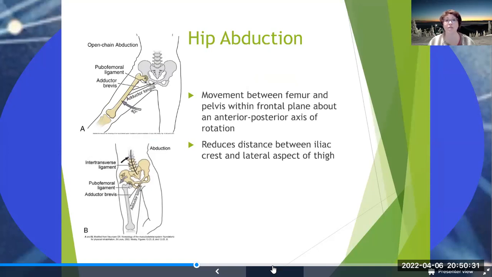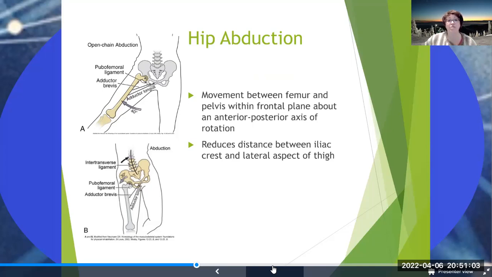Okay, so hip abduction is the movement between the femur and the pelvis in the frontal plane on an anterior posterior axis of rotation. Okay, so flexion and extension happen in the sagittal plane with the medial lateral axis of rotation. Hip abduction and adduction happen in the frontal plane with an anterior posterior axis of rotation. So different plane, different axis.